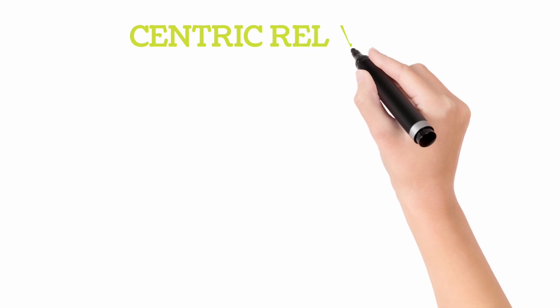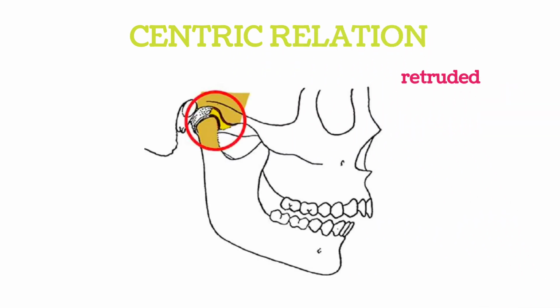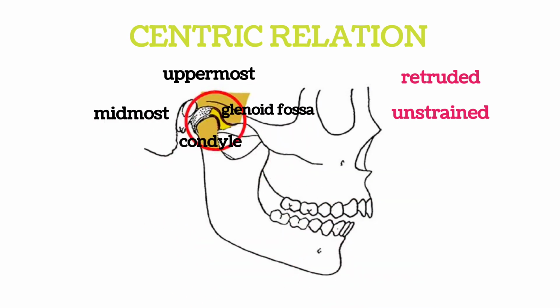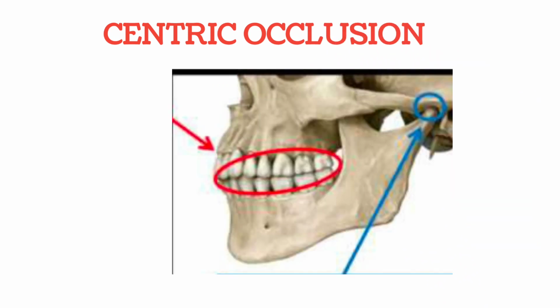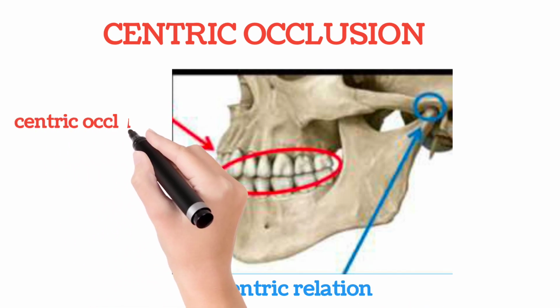Centric relation. It is the most retruded and unstrained position of the mandible. The mandibular condyle will be in the uppermost and midpost position in the glenoid fossa. This is independent of tooth contact. Centric occlusion. It is the maximal intercuspation of maxillary and mandibular teeth, irrespective of condylar disc relation. In simple terms, we can say that centric relation is related to the temporomandibular joint and centric occlusion is related to teeth.